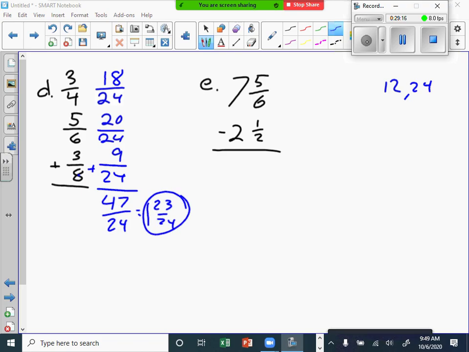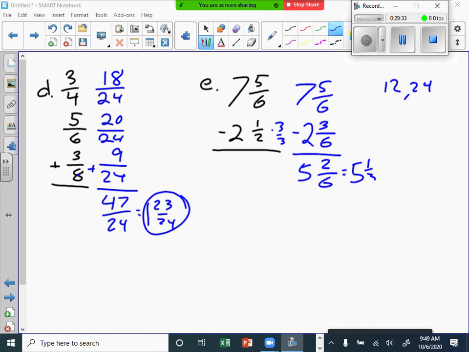6/12, what's my least common multiple? 6. Multiply this by 3 over 3. So I have 7 and 5/6 minus 2 and 3/6. That becomes 5 minus 3 is 2/6. 5 and 2/6, which becomes 5 and 1/3.